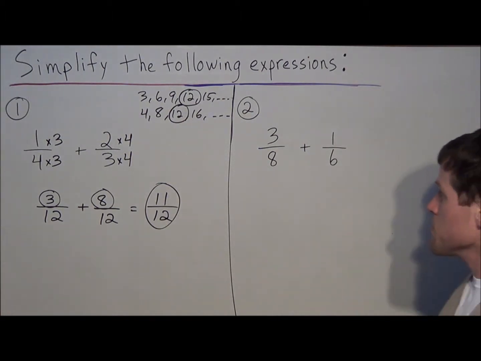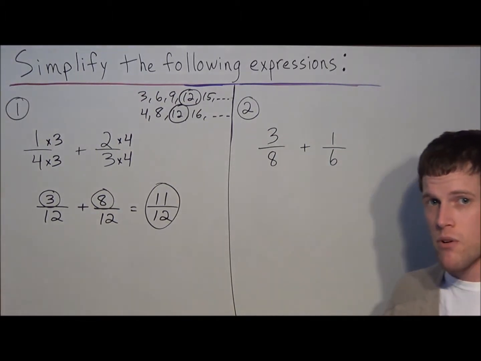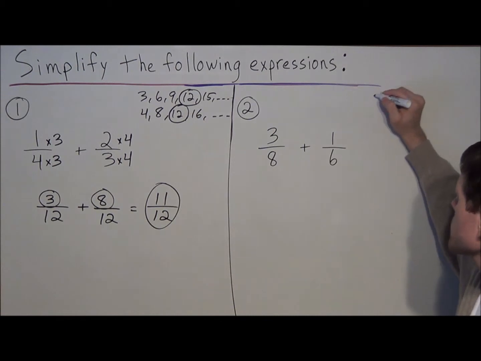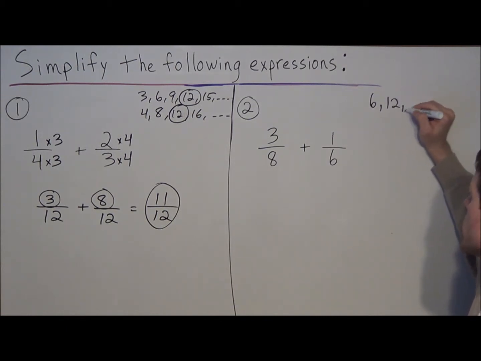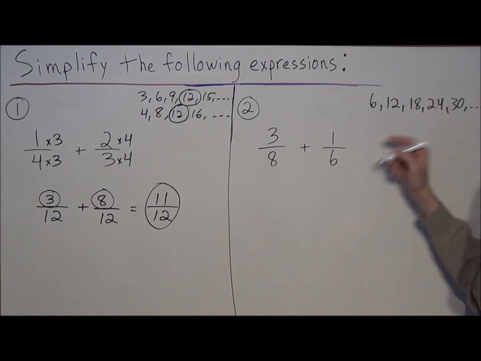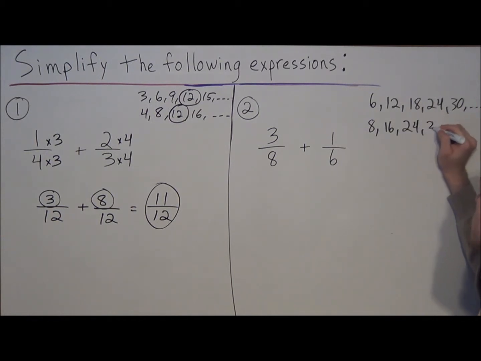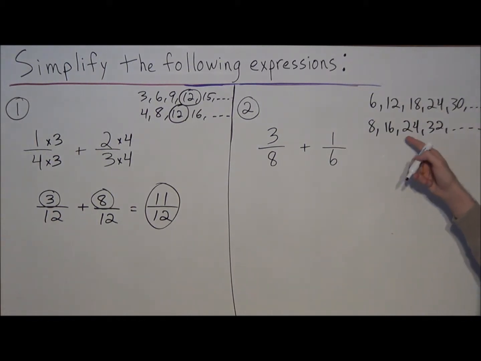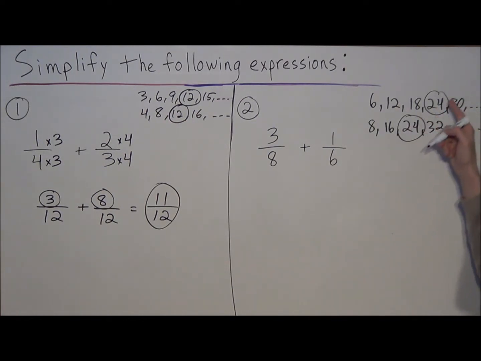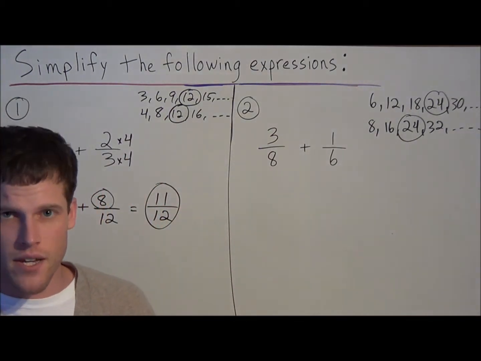So for the second example, our denominators are 8 and 6. Once again, they don't match. And remember, if the times tables are fresh in your head, this will become very quick. Otherwise, you're going to look at 6 and you would start thinking 6, 12, 18, 24, 30, and you would continue. And then for 8, you would do 8, 16, 24, 32, like this. But you would stop listing numbers when you notice where they match up. And they're going to match up at 24. So this tells us that we want to have a denominator of 24. That's how we're going to get them to match.